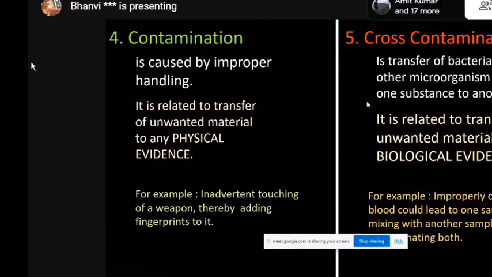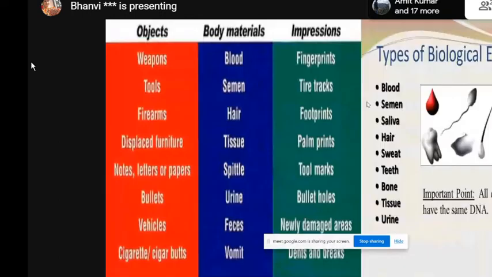Next are just examples of those contamination and cross contamination. I have given here some objects, body materials, impressions, and types of biological evidence. You can see it. I will send it in the group.